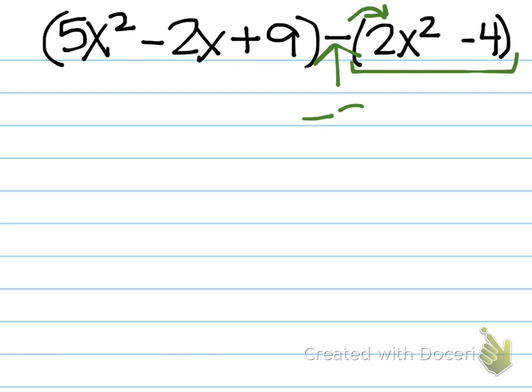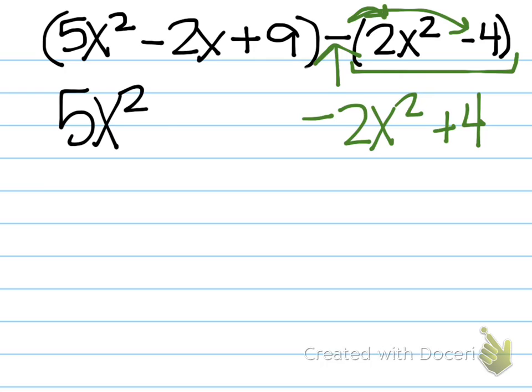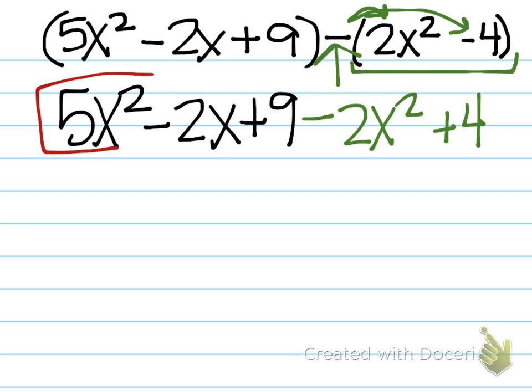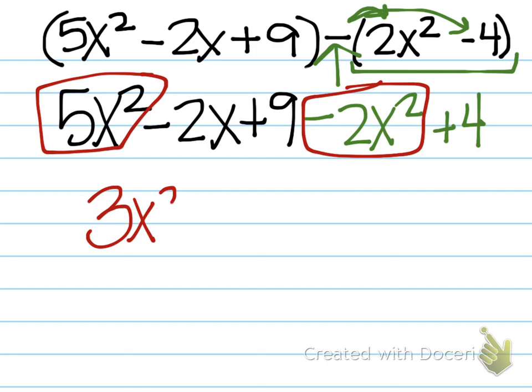So I get negative 2x squared and then plus 4. You guys have seen this before. We have done this so many times. So now we have 5x squared minus 2x plus 9 minus 2x squared plus 4. Well, now we're just going to go through and combine the ones that are like terms. I've got 5x squared minus 2x squared. 5x squareds minus 2x squareds means I have 3 total x squareds.